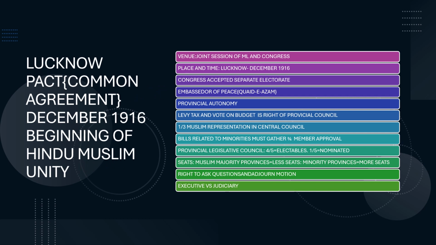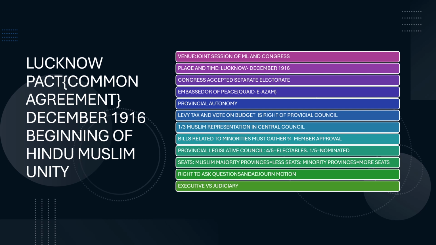My dear students, in 1916, Quaid-e-Azam made a lot of efforts for Hindu-Muslim unity, and both parties made a common agreement. As it was made in the city of Lucknow, it is called the Lucknow Pact, and it was a common agreement between the two parties. The venue was the joint session of the Muslim League and Congress. Place and time: Lucknow, December 1916.